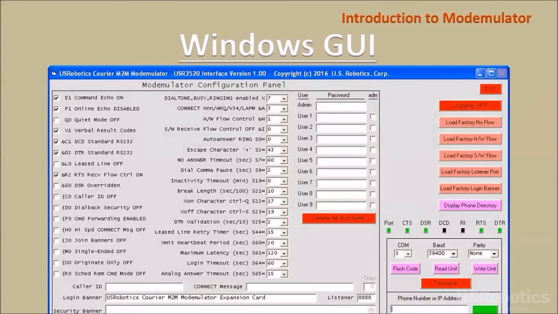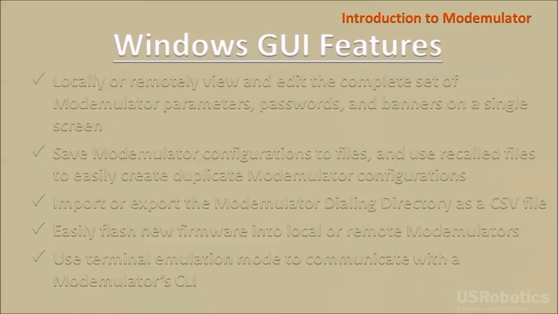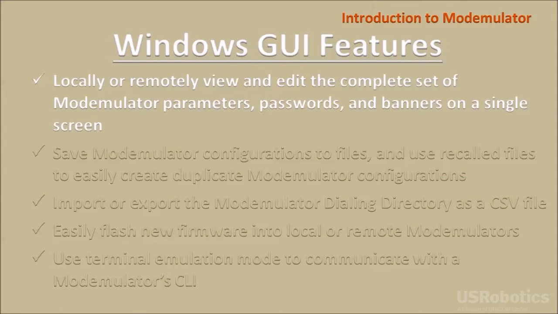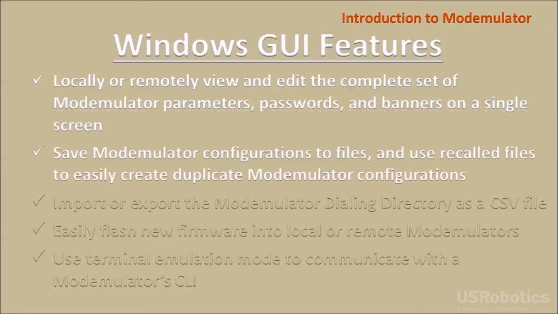To make the Modemulator easy to set up, US Robotics has built a graphical front end that runs on the Windows operating system. Some of the features of this graphical user interface are: on a single screen, view and edit the complete set of parameters, passwords, and banners of a remote or local Modemulator. Save Modemulator configurations to files and recall the files into the GUI dashboard to easily set up more Modemulators with those configurations.